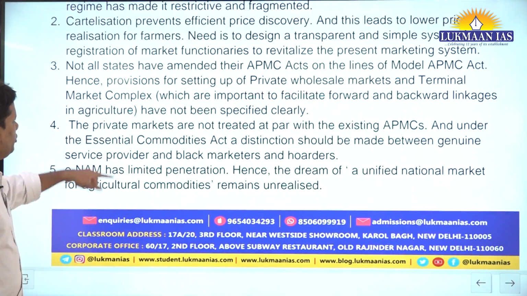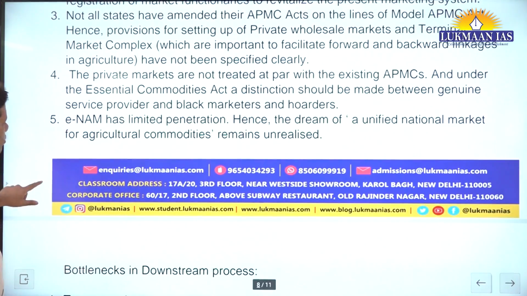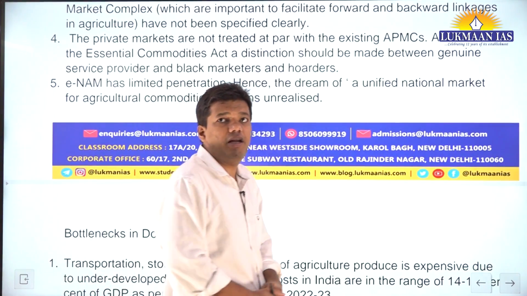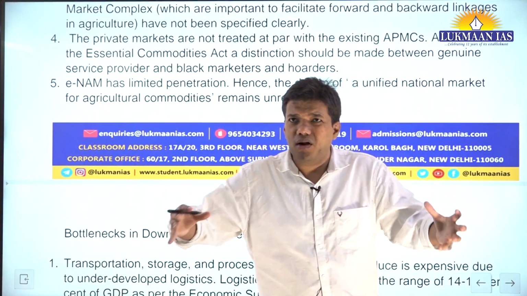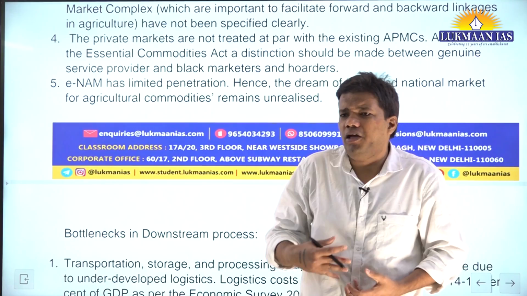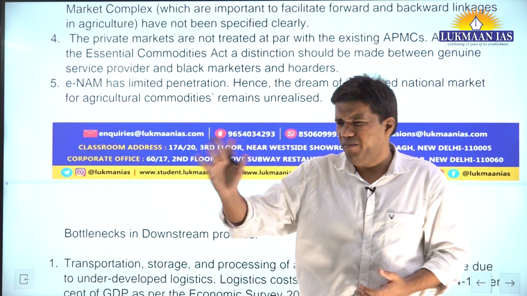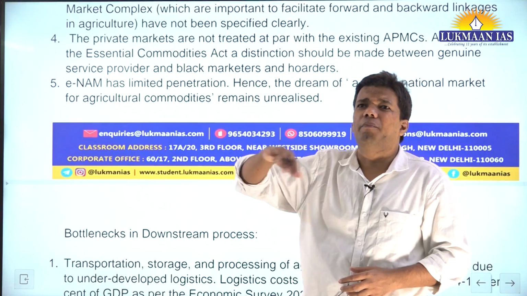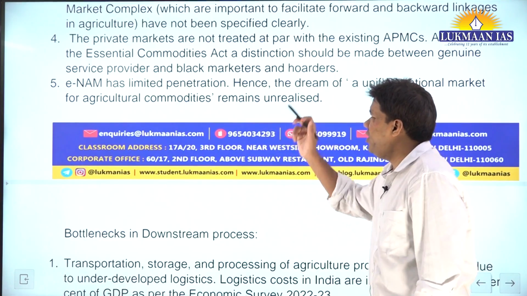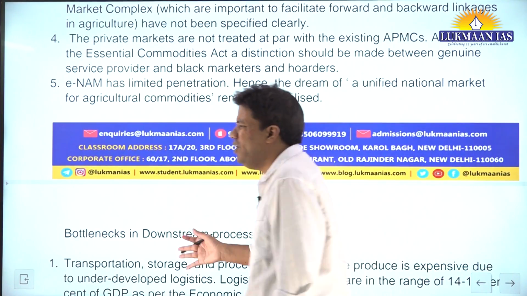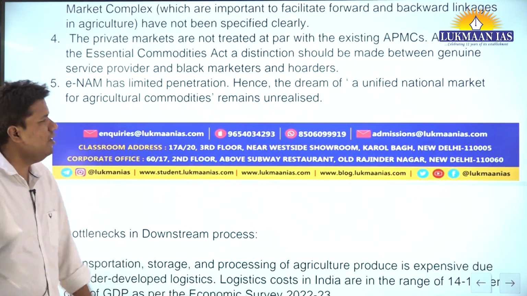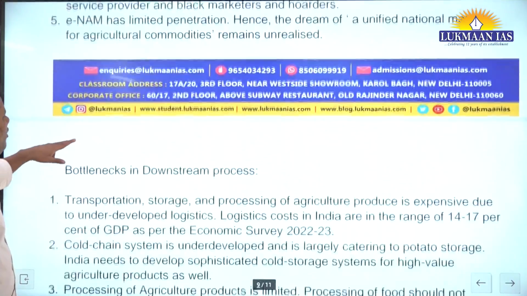Now, within the Essential Commodities Act, the distinction should be made between the genuine service provider and the black marketer. Okay, eNAM. eNAM is the National Agriculture Market. What is the purpose? It is a trading portal. Physically, when you take agriculture produce from one state to another, there might be taxes, many issues. But when you trade through eNAM, it is a unified pan-India portal. But again, its penetration is limited. You have to understand, how is a small and marginal farmer going to use eNAM, right? So it is a distant goal. But anyway, it is a positive move.